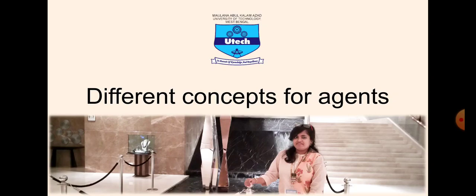As we have already mentioned, in the next lecture we are going to discuss different concepts for agents. In this particular lecture, we have discussed the introductory topics about intelligent agents. Next, we are going to go for the concepts of agents, that is rationality, omniscience, and different concepts to understand agents in much more depth.